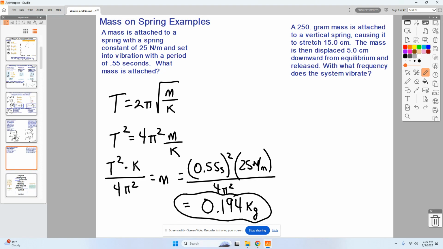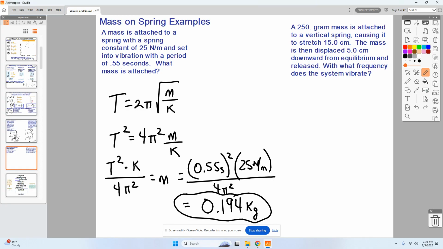Okay, our last problem, and again, folks, this is probably where I'm going to stop because I want to do some more stuff with you tomorrow on circular motion stuff, but this would be a good place to go. 250 gram mass attached to a vertical spring causes it to stretch 15 centimeters. The mass is then displaced 5 centimeters down from equilibrium and released. With what frequency does the system vibrate?